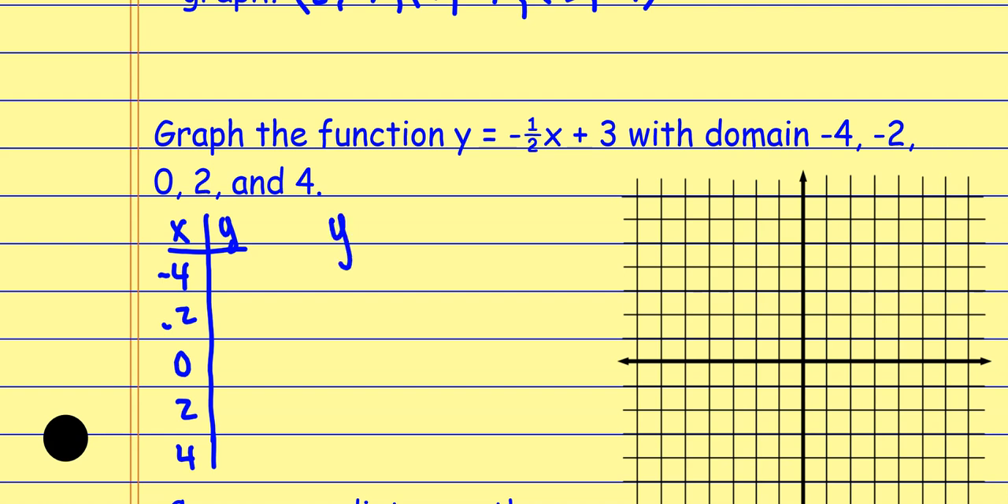And once again, I'm going to start the same way. I'm going to have this guy, and I'm just going to plug in those values. And remember, always use parentheses to plug stuff in. So I'm going to start with the -4.